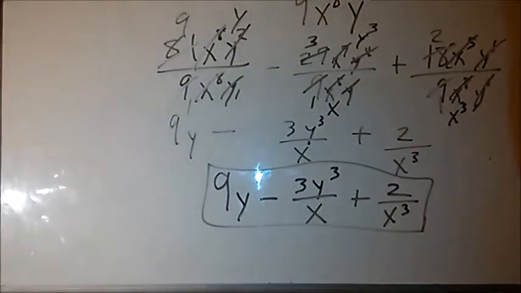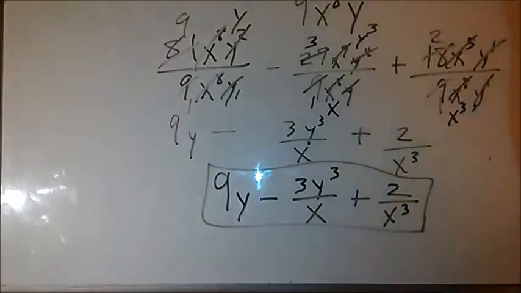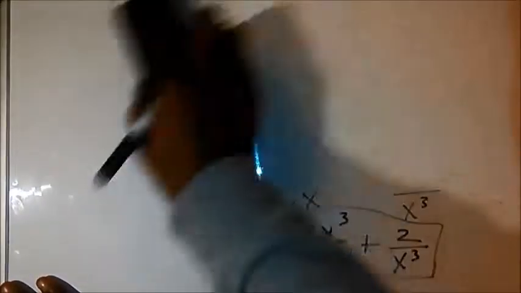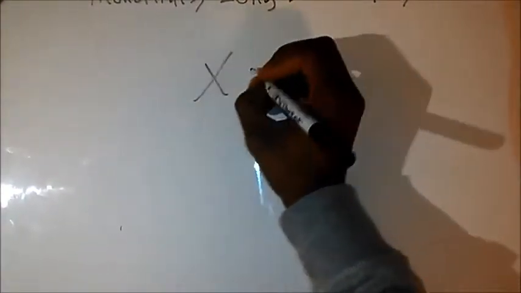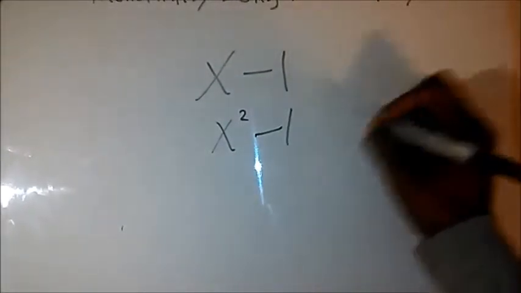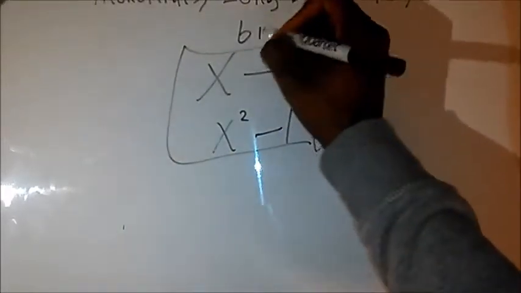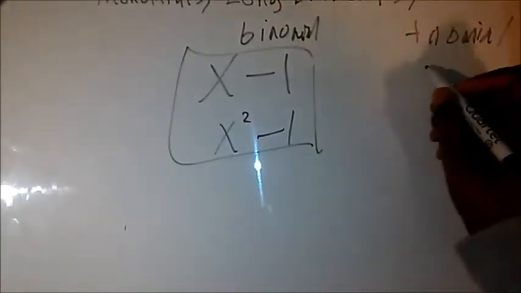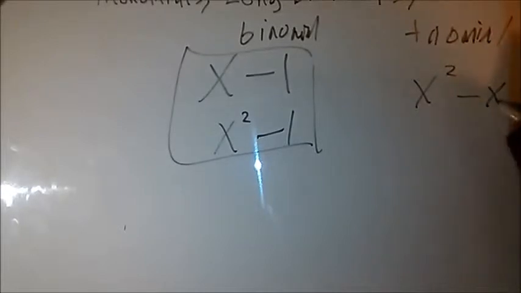But if a polynomial is divided by a binomial, a trinomial, and so on, or a larger polynomial, we use long division. And you guys already know what a binomial looks like. This is a binomial, this also is a binomial. And this here is a trinomial because it has 3 terms in it. So if the polynomial is divided by a trinomial, binomial, or a larger polynomial, we're going to use long division.